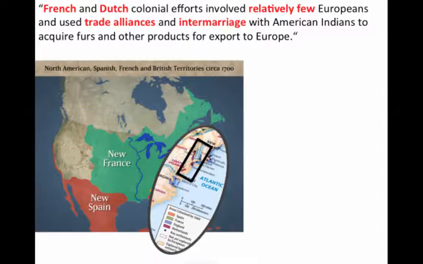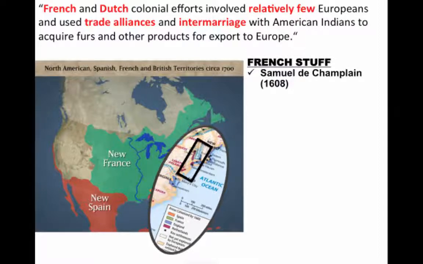And as a result of this, very few people coming over, and most of them being men, intermarriage amongst native people and French and Dutch settlers will be much more common than it will be elsewhere in the colonization story. A couple things about France you should know for a quick study guide.